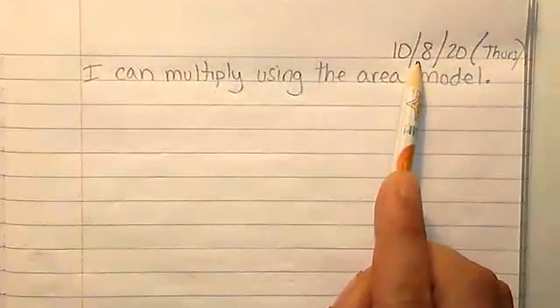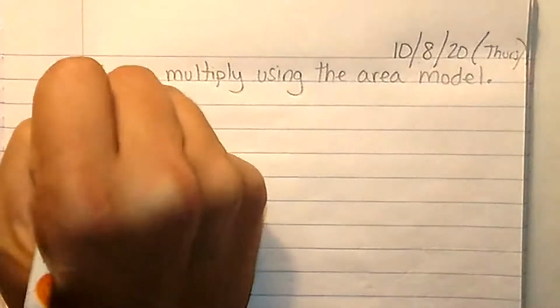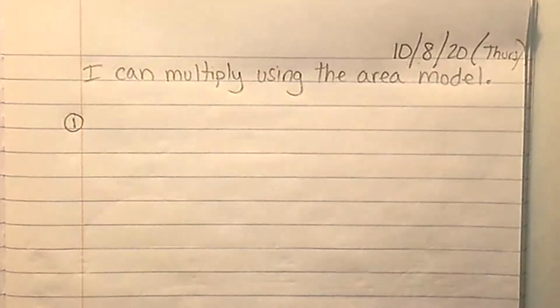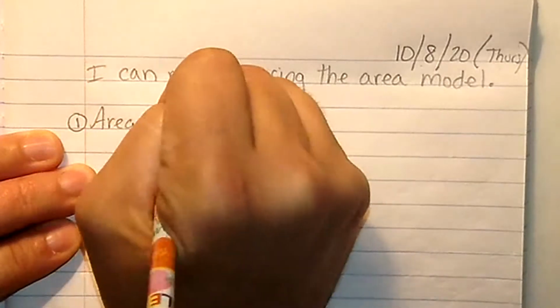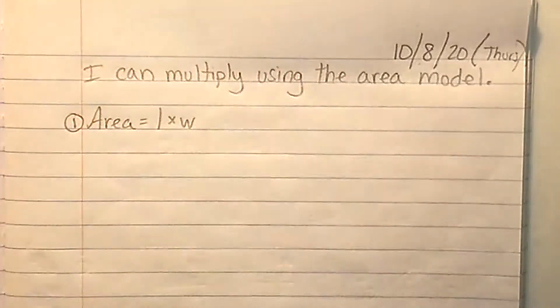Good morning. Today is Thursday, October 8th, 2020, and our I Can for Math today says I can multiply using the area model. So I'm going to start with a very simple example to remind you what area means. You did area in third grade. Area equals the length times the width.